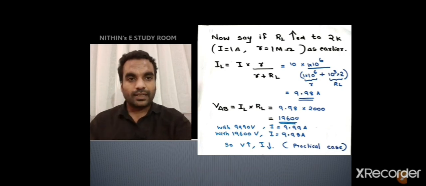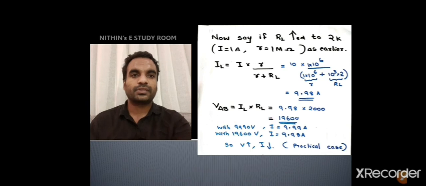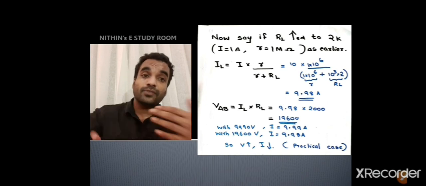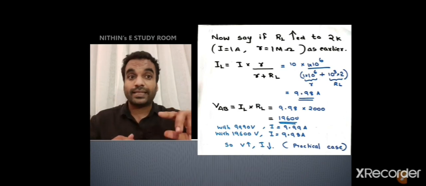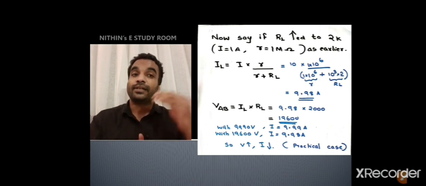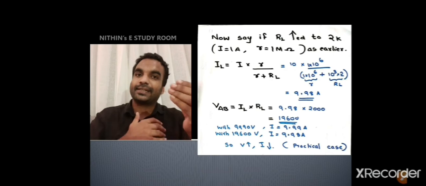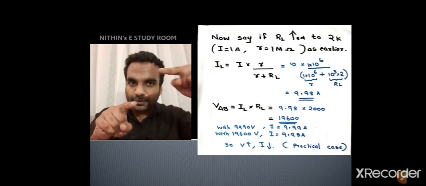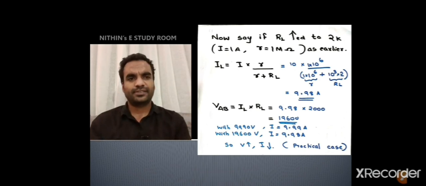You can read the conclusion. It is here. The conclusions I have marked here. Okay, this is the conclusions. With 9900 volt, current is 9.99 ampere. And with an increased voltage, that is with 19,600 volt, current is 9.98. Current decreased by a small value. So when voltage increases, current decreases by a small value, which is very clear. So this is the practical case.